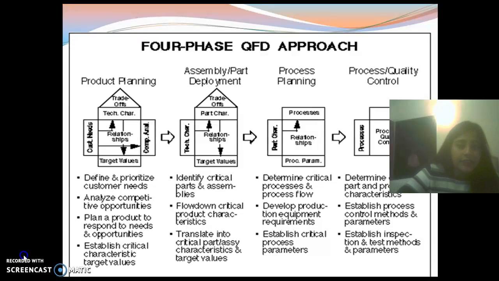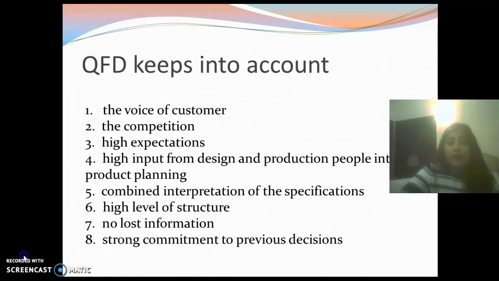The next is the process planning. Here you determine what the process and the process flow is, and then you develop equipment requirements, you establish critical process parameters. The last is the process quality control. Here you have your inspection and test methods. You establish processes to control methods and parameters, and it's used to control.